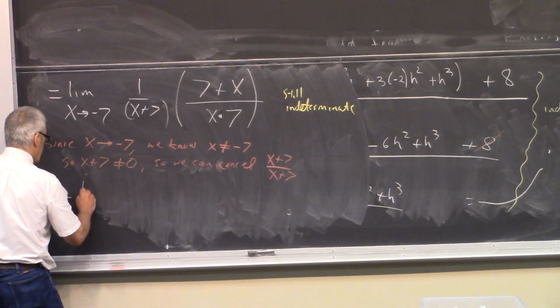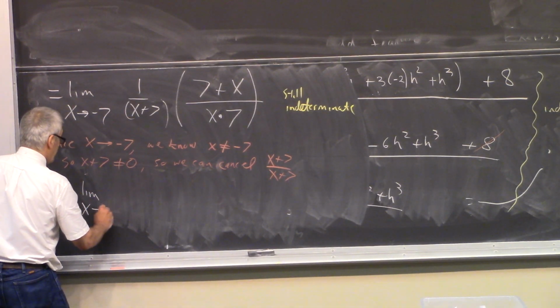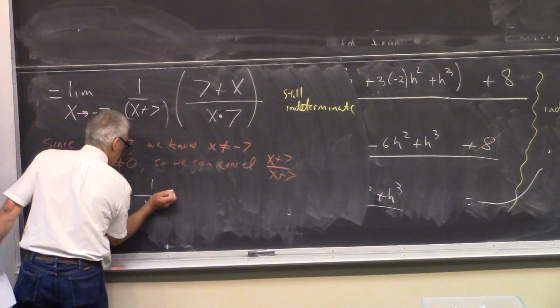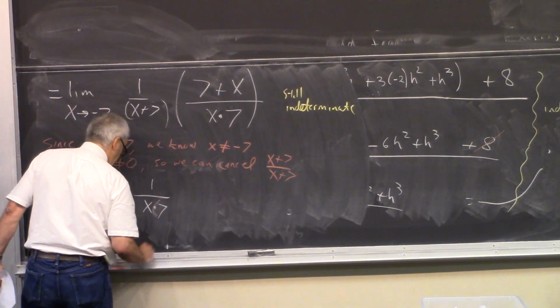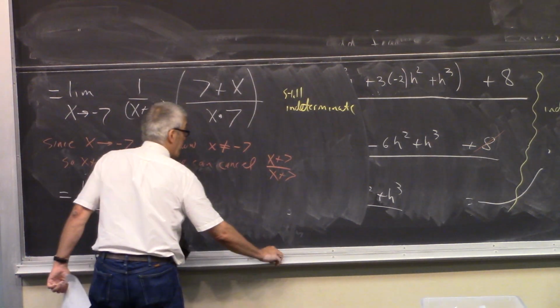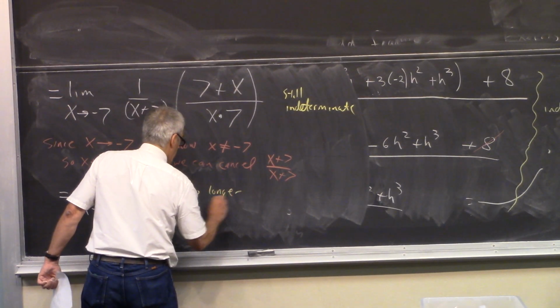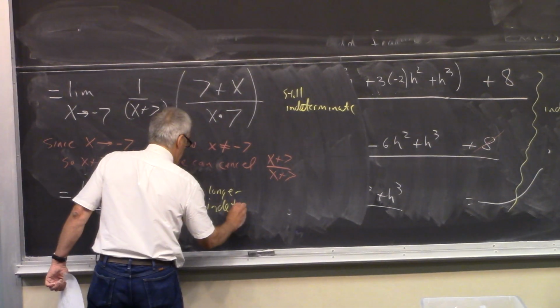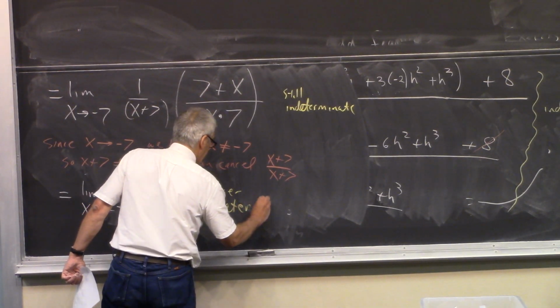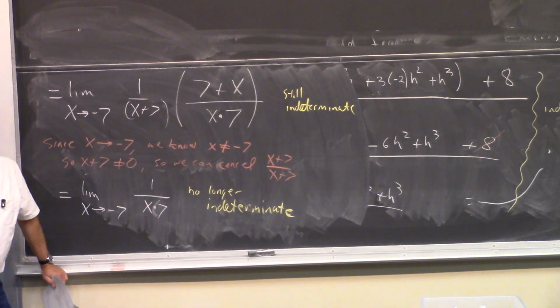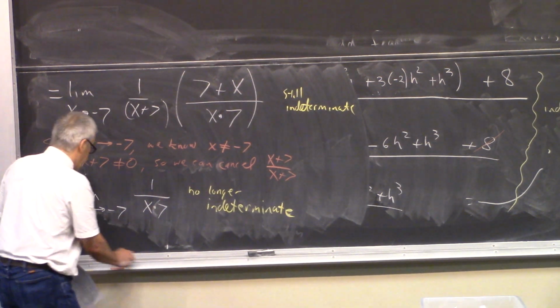So this equals the limit as x approaches minus 7 of 1 over x times 7. And notice that's no longer indeterminate. That is, if I plug in x equals minus 7, nothing bad happens. So I can use the direct sub property.